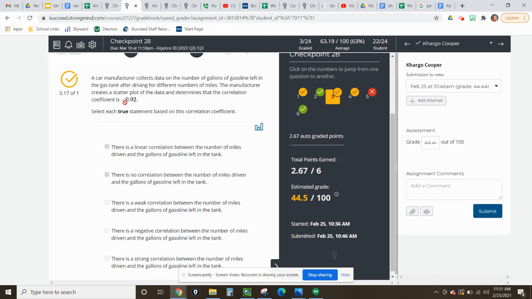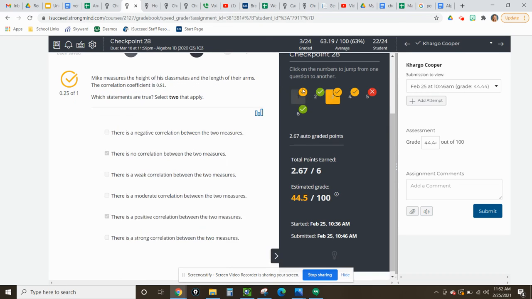So first of all, it's negative. So negative correlation should probably be selected. And then is it strong or weak? 92 hundredths, that's strong. That's close to negative 1. So I should be also selecting strong. And then I guess you probably need to also select this one that there is a correlation. So we're saying there is a correlation and that it's negative and that it's strong. That's what I think you should select on that one.